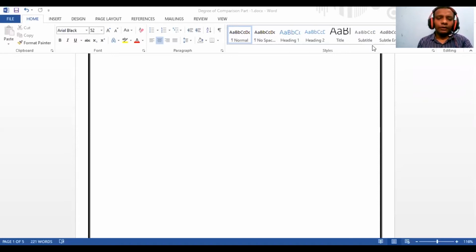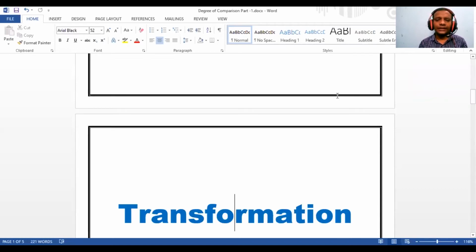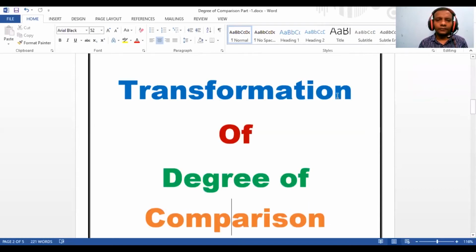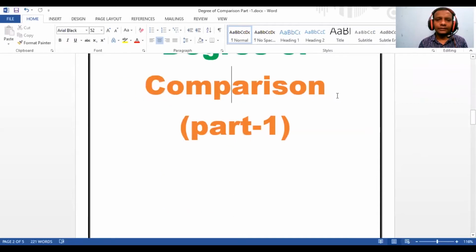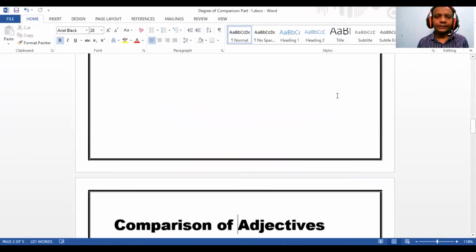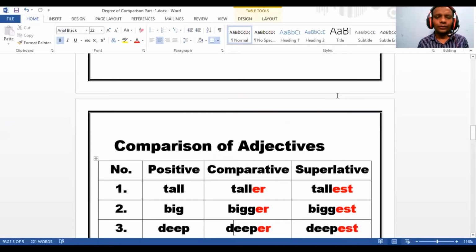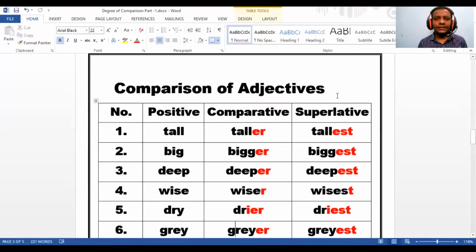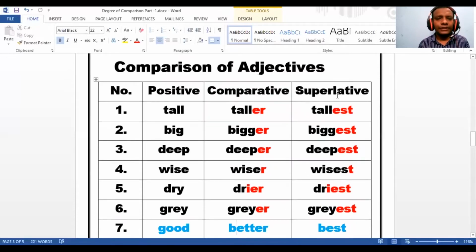We will learn how to transform the degree of comparison. So, our today's lesson, degree of comparison. So, look at the screen. You can see our today's lesson, degree of comparison. Before starting the topic, we have to know some words that are adjectives. So you can see the terms.